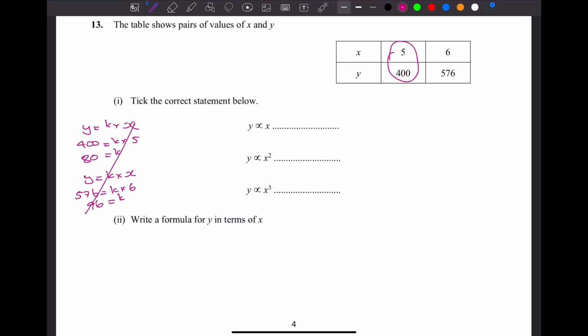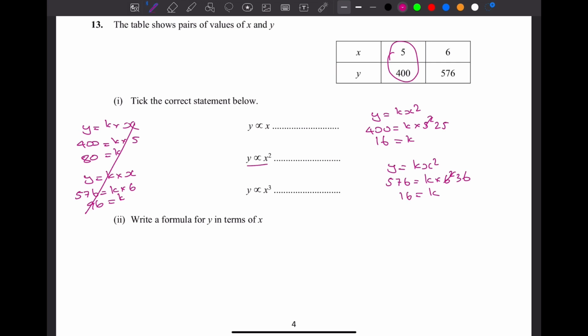Okay, let's try again. Y equals what is this one? Is k times x squared. Y is 400 equals k times x, x is 5. 5 squared is 25. K just makes it 400 divided by 25 is 16. Let's try again. Y equals k times x squared. Y is 576 equals k times x, x is 6. 6 squared is 36. So 576 divided by 36, 16 is k. There you go. That's the one then.